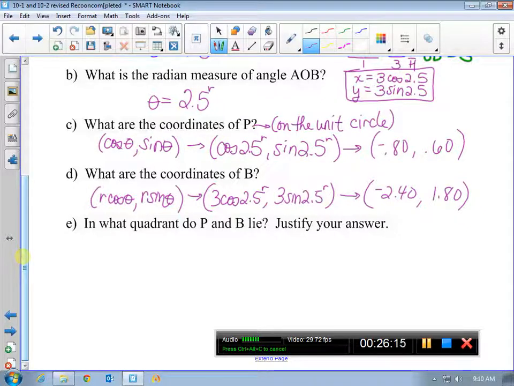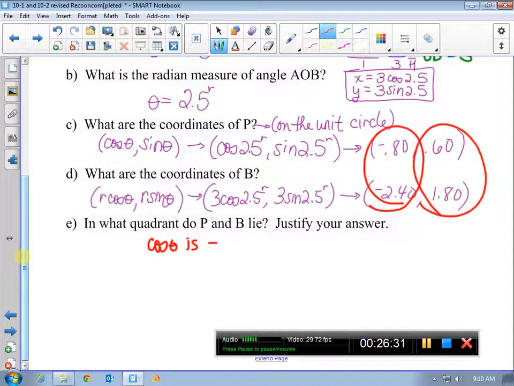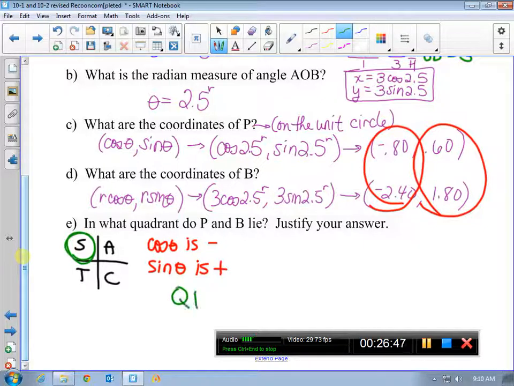Well, we could do this a couple different ways. One thing we can notice is that in both of our answers, the cosine is negative, and the sine is positive. The only quadrant where that occurs, even if we drew it wrong, is quadrant 2. So you can't just look at the picture and say, oh, it's quadrant 2. I could have drawn it wrong.